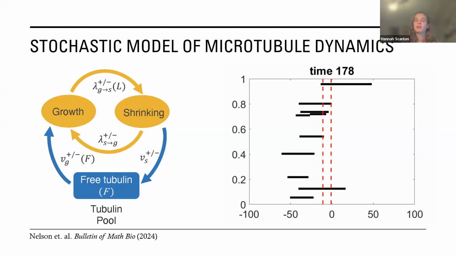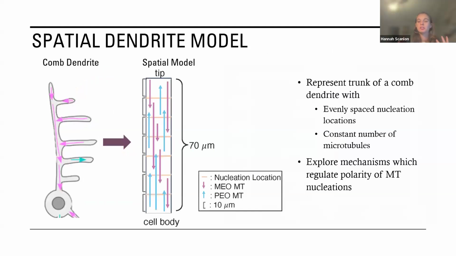So my work looks to take this model a step farther and get to that spatial context that I introduced earlier. In particular, we look at a spatial context which represents what we call a comb dendrite. This is where a lot of our experimental research focuses. This comb dendrite is seen in a lot of neurons in our Drosophila larva. The nice thing about it is that it's really easy to identify where new microtubules are being nucleated, as almost all of them are nucleated at what we call the branch point, the point where the main trunk of the dendrite meets the side branches.